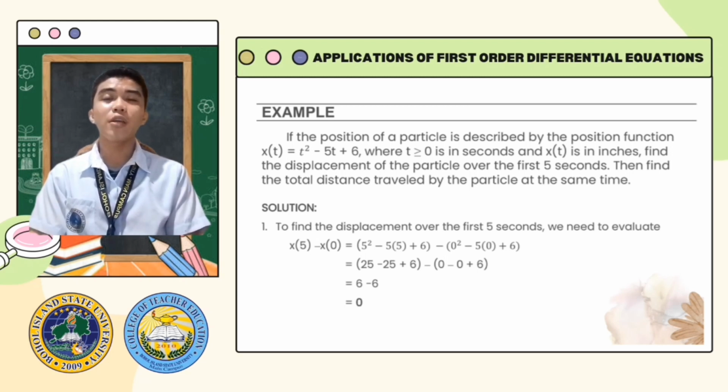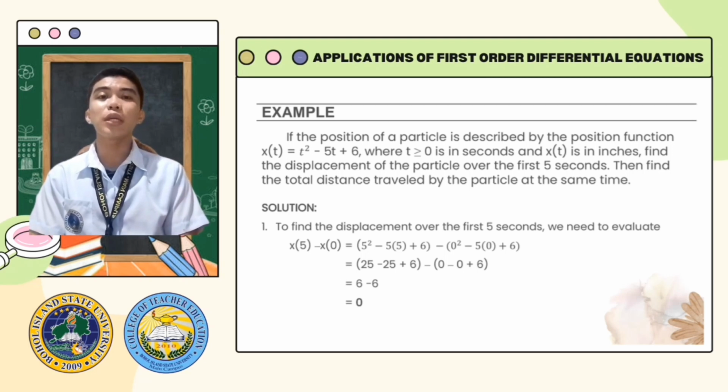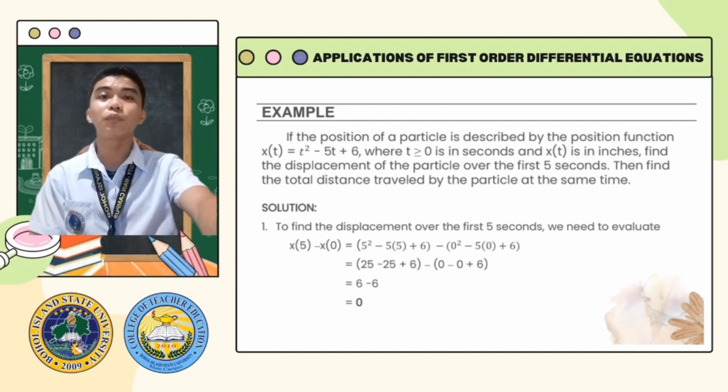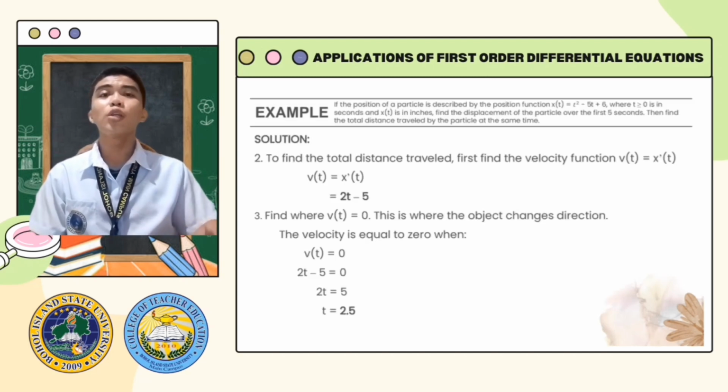So simplify. We get x of 5 minus x of 0 is equal to 25 minus 25 plus 6 minus 0 minus 0 plus 6. So we get 6 minus 6, and our value of x of 5 minus x of 0 is equal to 0. Step 2 is we will find the total distance traveled.